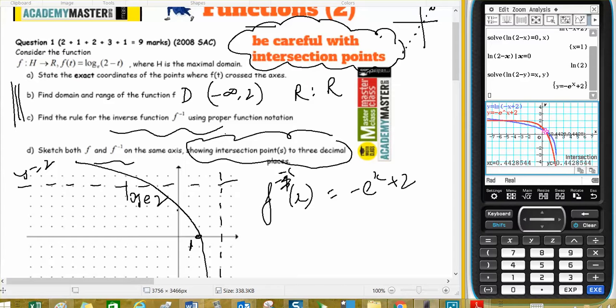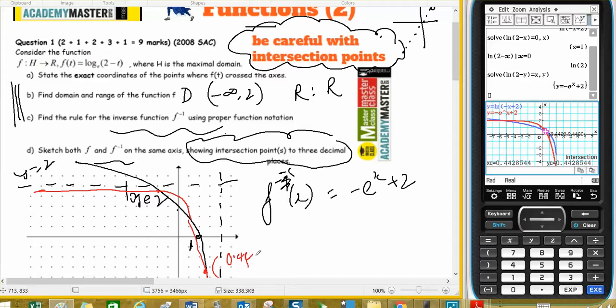So if I was to draw this, I've got 1, 2, 3, and this will be at 0.443, 0.443, that's that one.